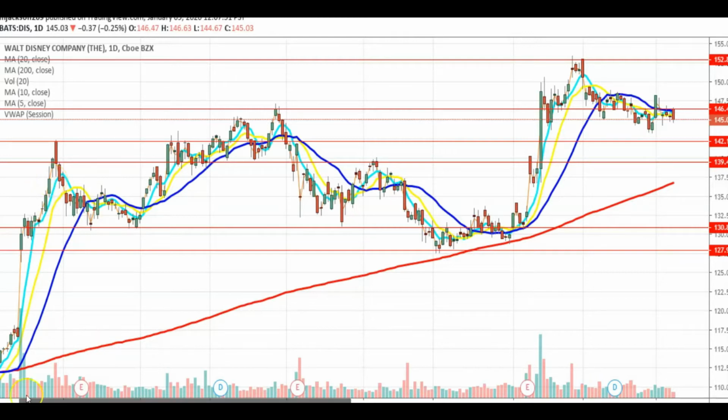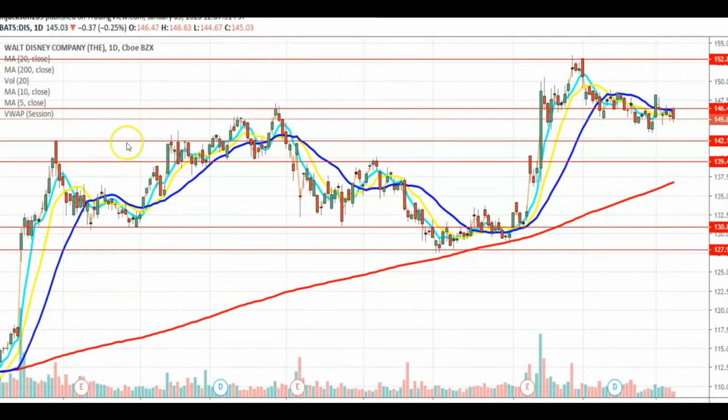We're going to move into the next example. This is the Disney daily. Sorry about that. Look, this is the daily, and here's that price point. These are lower price points.